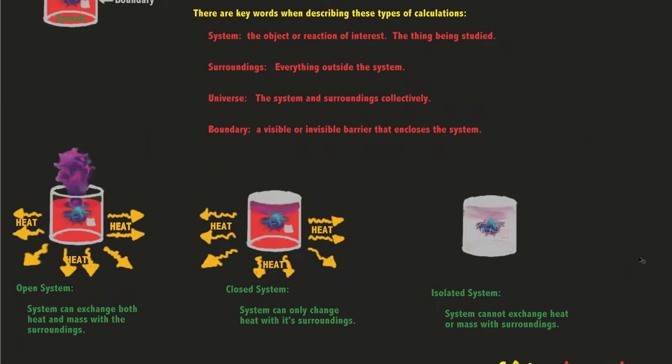So there are three different types of systems that you should know. There's the open system, the closed system, and the isolated system. In the open system, you're able to exchange both heat and mass. This gas can be condensed into solid. So humans could be considered an open system, right? We take in mass and we also give out mass. And we can exchange heat through our skin.